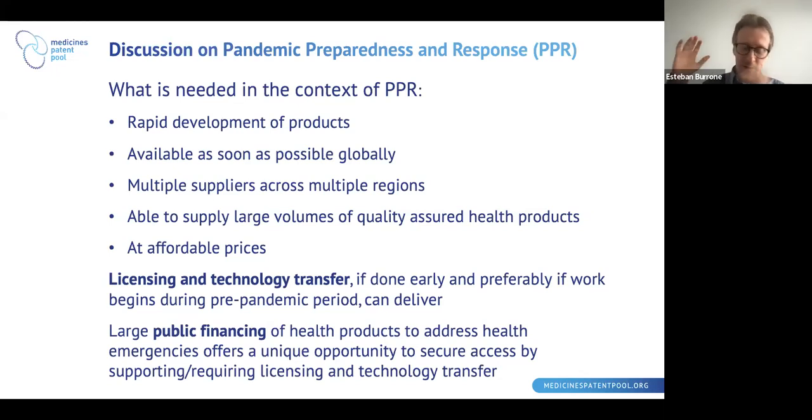And finally, linking this to pandemic preparedness and response: all those experiences in relation to HIV and some of those COVID medicines and hepatitis and other areas where licensing has played a role. In the context of COVID, we want products to be developed rapidly, to become available as soon as possible globally. We want to have multiple suppliers across multiple regions that can supply large volumes of a quality product at affordable prices. So given those key points, the speed, availability, accessibility, volumes, affordable pricing, license and tech transfer can be a key mechanism to achieve that.